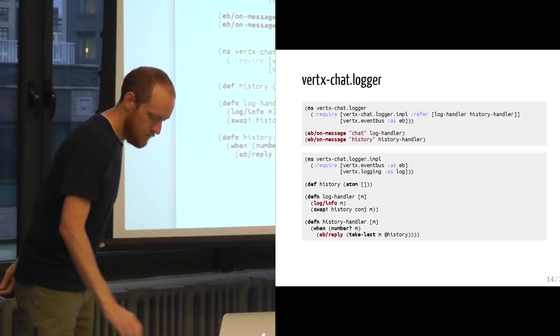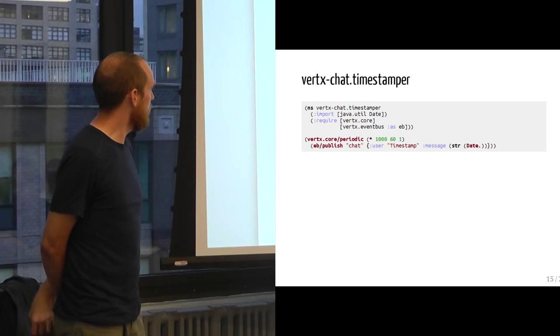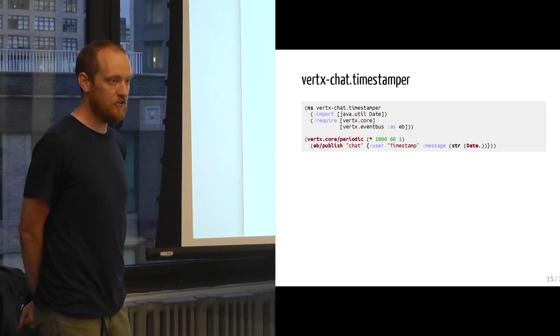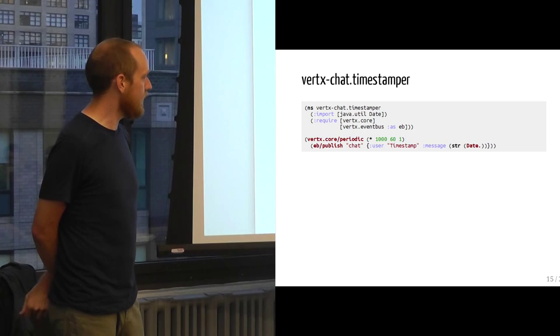There's the timestamper. So this is simply, once a minute, just publishing on the chat channel. So this is that pub sub that we talked about, a message from user timestamp with the current date.